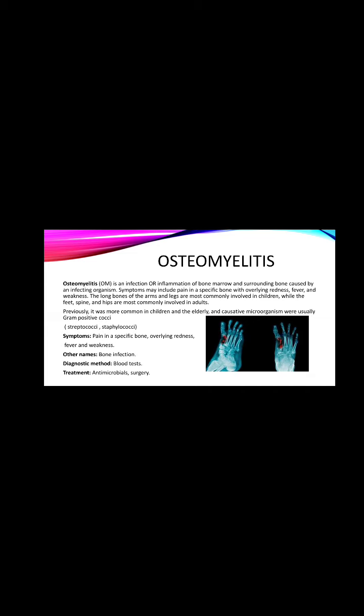The long bones of the arms and legs are most commonly involved in children, while the feet, spine, and hips are most commonly involved in adults. Previously, osteomyelitis was more common in children and adults, and the causative microorganisms were gram-positive cocci such as streptococci and staphylococci, although Staphylococcus aureus remains the most common.